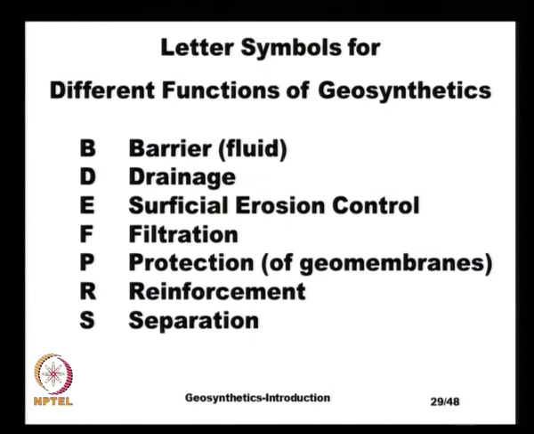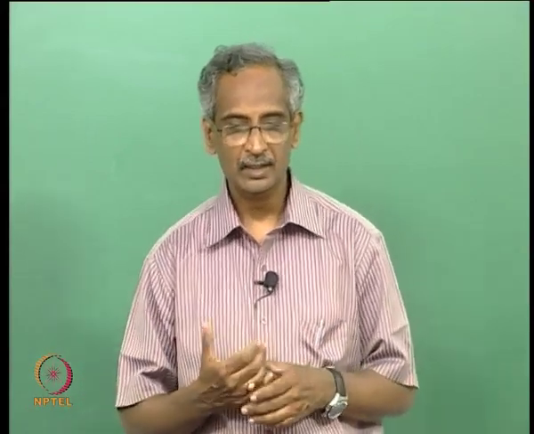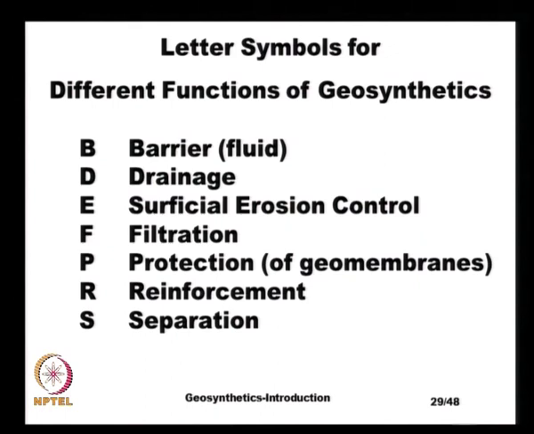And the letter symbols for different functions. These geosynthetics are applied for several purposes, and on the left hand side, once again, are the letter symbols. B stands for barrier against fluid flow, D for drainage, that is, allowing free flow of water through the geosynthetic material, E stands for superficial erosion control product, F for filtration, that is, we allow the water to flow but we do not allow the fine soil particles to escape. P is the protection of geomembranes or some other materials, R is for reinforcement, and S is for separation. Separation means to separate out the different materials inside a geotechnical structure.